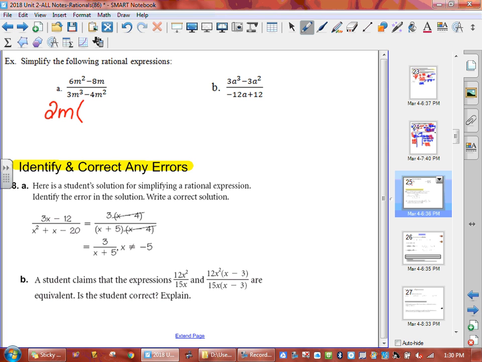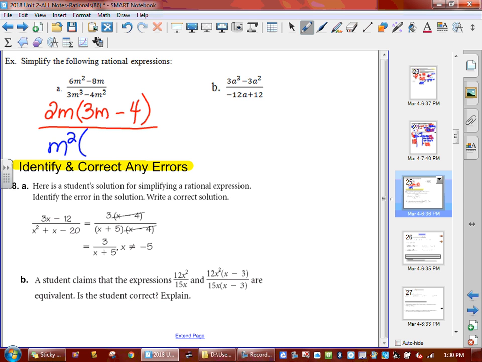Okay, now we're going to do the bottom. What can you take out of the bottom? M squared. Good. M to the 2. What does that leave me? 3M, subtract 4. Good. So, that was step 1, factor. What's step 2? Non-permissible values. So we have to look at our bottom. We have a variable sitting beside a bracket. What does that always equal to? 0. So, the first one right there, m can't equal 0.